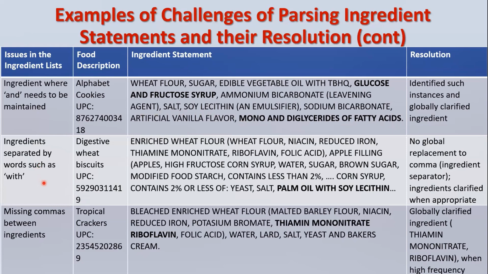The same case was with the term "with". It can be used as a separator, such as in palm oil with soy lecithin, or it can be part of an ingredient name, such as in cocoa processed with alkali. So we had to create a file of these conversions or replacements. Then we found several cases. When I say several, I mean hundreds of cases in which the comma is missing, which would result in this getting parsed as one ingredient.